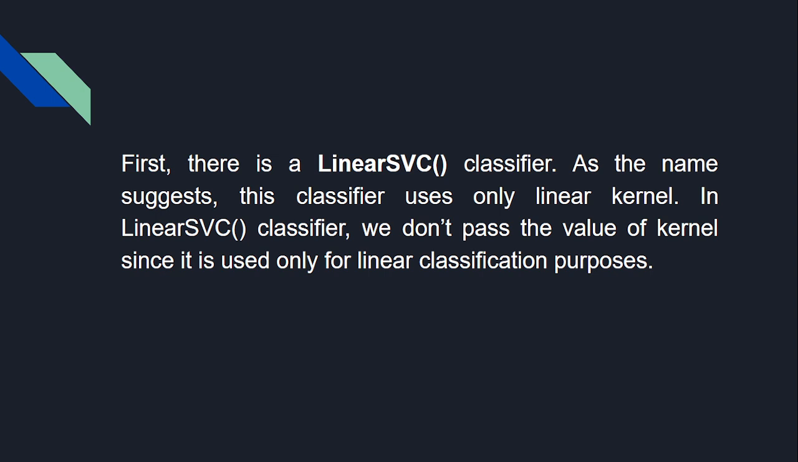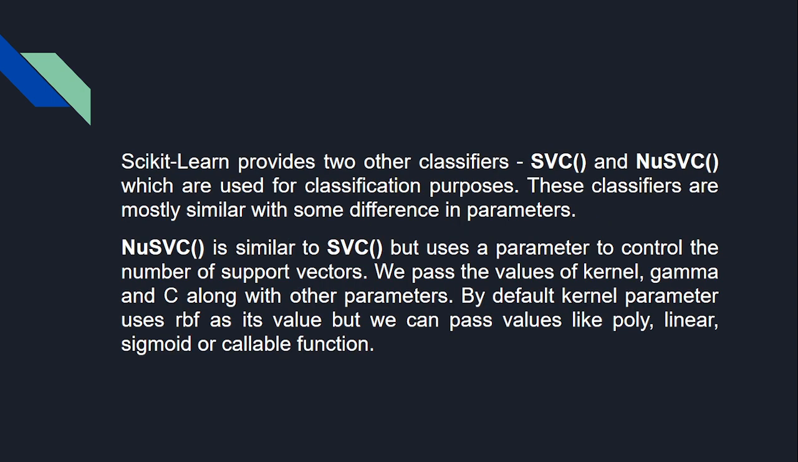First there is the LinearSVC classifier, and as the name suggests, this classifier uses only the linear kernel. In the LinearSVC classifier, we don't pass the value of kernel, since it is used only for linear classification purposes, right? Now scikit-learn provides two other classifiers, that is SVC and NuSVC, which are used for classification purposes, and these classifiers are mostly similar with some difference in parameters. The NuSVC method is similar to SVC, but uses a parameter to control the number of support vectors. We pass the values of kernel, gamma and C along with other parameters, and by default the kernel parameter uses RBF, radial basis function, you will be knowing, as its value, but we can also pass polynomial, linear, sigmoid, and callable functions, right?